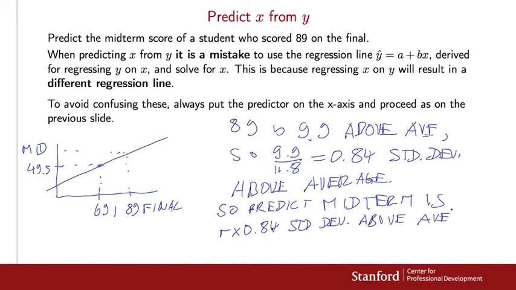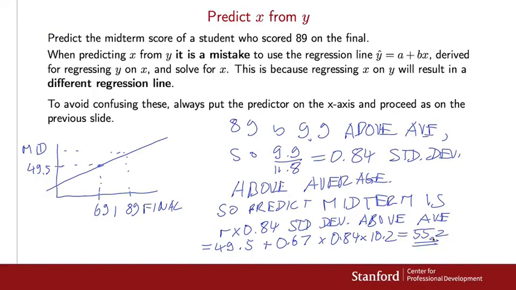And now you can just plug in. We take the average for the midterms, which is 49.5. Since we are above average, we add r, which is 0.67, times 0.84, times the standard deviation, which is 10.2, and that gives us 55.2. This will be our prediction for the midterm score.